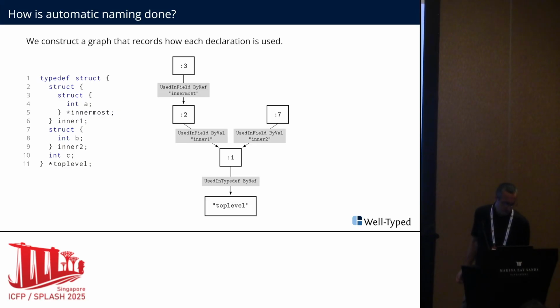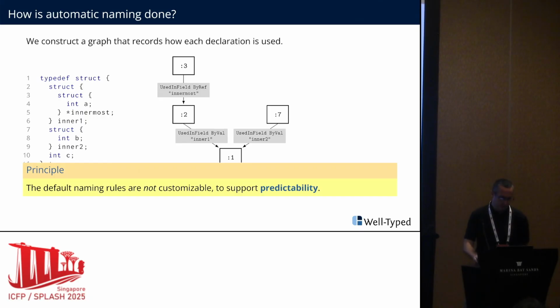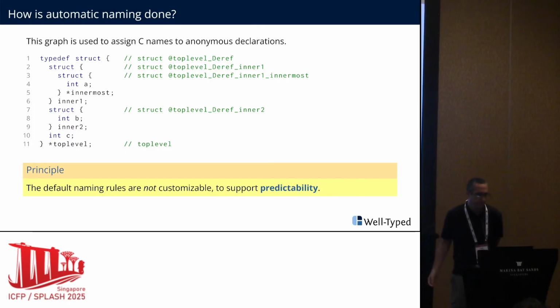And then inside that, we have 2 anonymous structs that are used in fields of that outer anonymous struct. And they're used by value, inner1, inner2. Then there's one more internal anonymous struct. Given this use declaration graph, we can assign names to the anonymous declarations. We use the @ to denote anonymous. So this anonymous struct on line 1 is denoted as struct anonymous top level underbar deref.